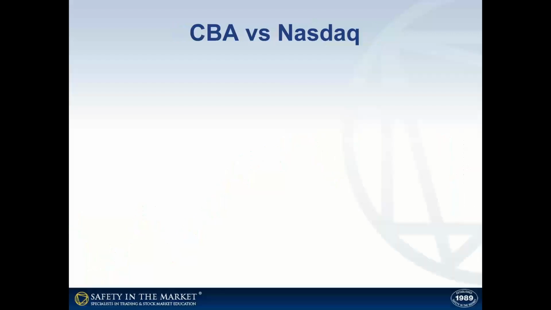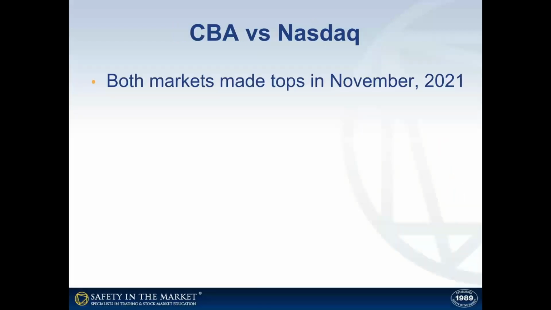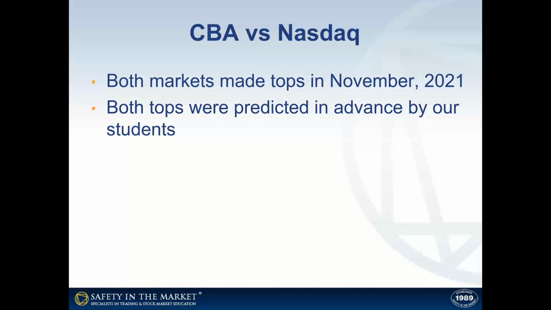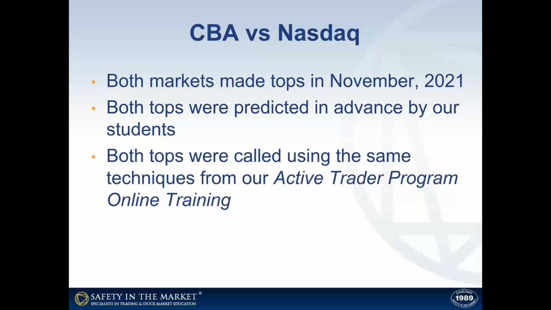So just comparing those two examples, both markets made tops in November of 2021. It's not like one of those tops happened during a very volatile period and one happened during a very quiet period. Both made tops in the same market conditions. Both tops were knowable in advance, and both tops were called using the exact same techniques from our active trader program online training. In fact, the NASDAQ top that occurred, we had been looking at that price level, that 16,700 price level, for 6 months before it happened.